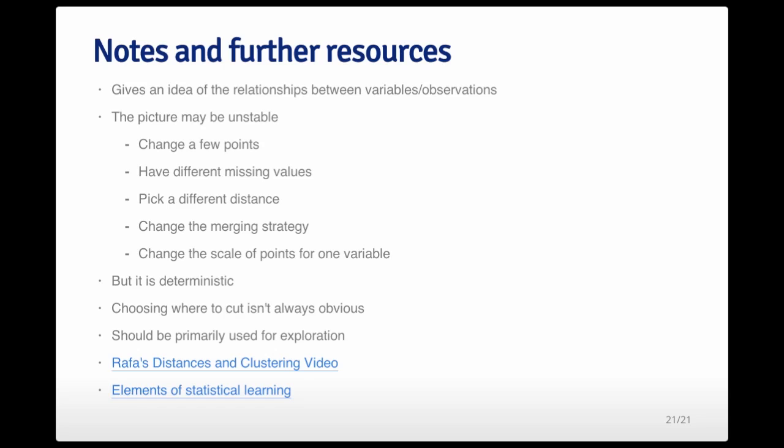One nice thing about hierarchical clustering, at least the algorithm that's discussed here, is that it is deterministic, so there's no random starting point, there's no randomness in it. If you run it once, and run it with the same parameters and the same data, it will give you the same picture.